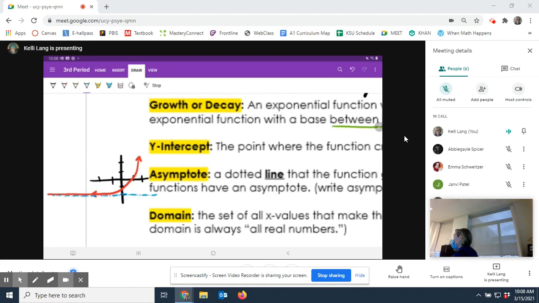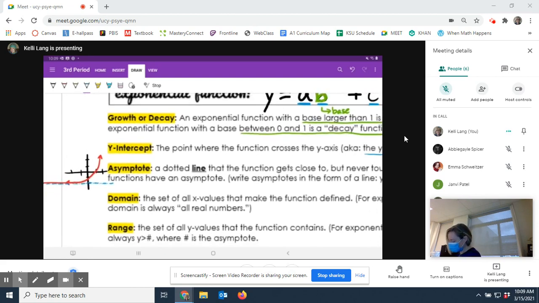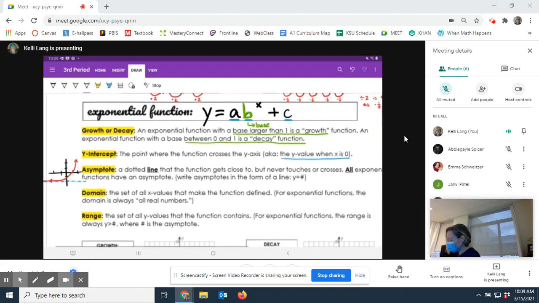And we've seen plenty of dotted lines lately, right? When we did inequalities, remember, dotted lines are not solutions. Our function can never actually touch that. It can never be part of that line. That line represents a boundary that our function will never cross. So that's what an asymptote is. Asymptotes are always written in the form of a line.